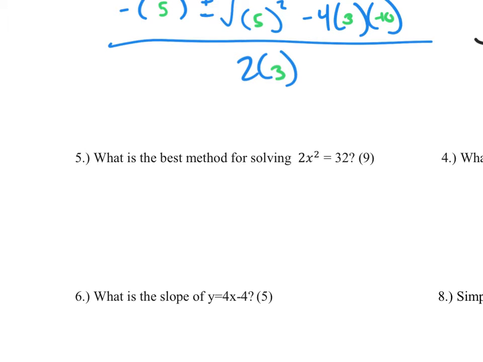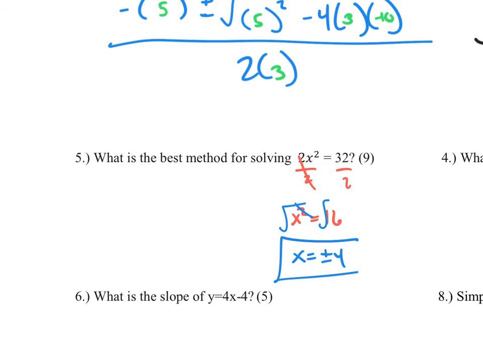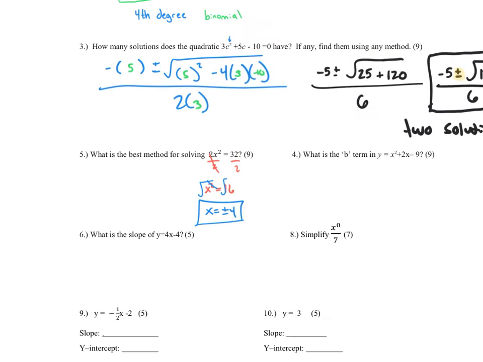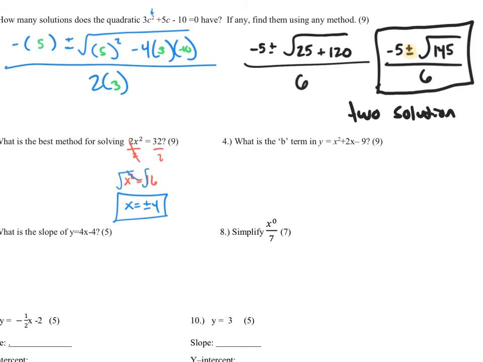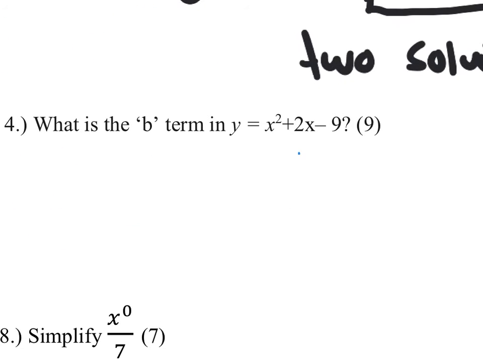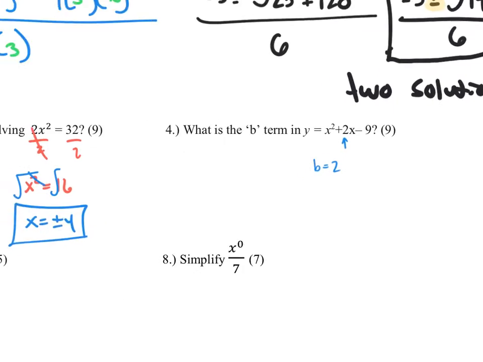This one asks, what's the best method to solve? The best method to solve this one is going to be the square root method because there's no regular x's. And when there's no regular x's, you're free to solve like a regular old Algebra 1 equation, to where we divide both sides, square root both sides, and we'll get that x is equal to plus or minus 4. This one asks, what is the b term in this quadratic? The b term is always the term with the x, so in this case, b is equal to 2.